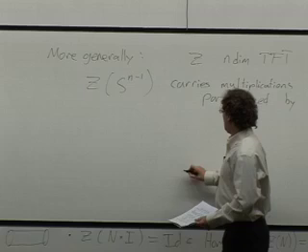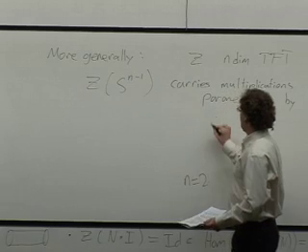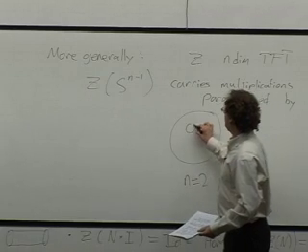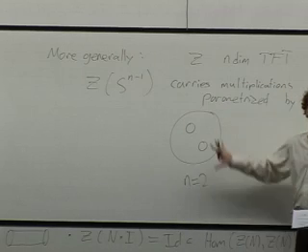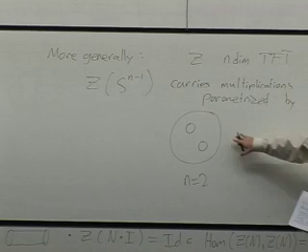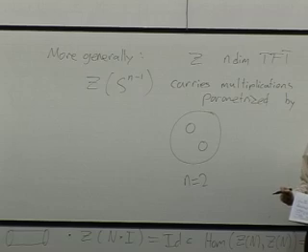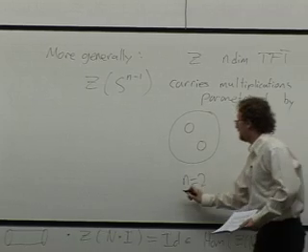So in the case where n was 2, we had this picture. If I give you a couple of small disks and a big disk, this is my flattened out version of the pair of pants. And this gives me a commutative multiplication.